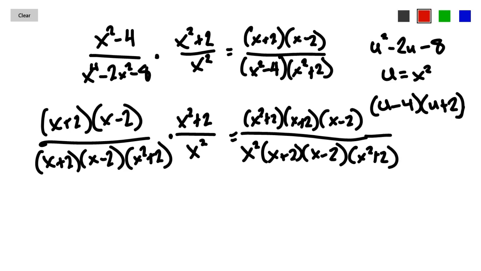Okay, now that everything's completely factored, I get to look for things to cancel. So I've got an x squared plus 2 on top and bottom, I've got an x plus 2 on top and bottom, and I've got an x minus 2 on top and bottom. So a lot of things end up canceling here. And then what this gives me is a final answer of 1 over x squared.